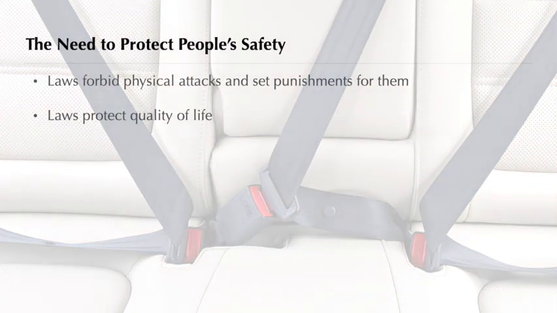Another purpose of laws is to protect people's lives. No society can run smoothly if people live in constant fear. Therefore, physical attacks such as murder and rape are against the law. These actions are punished by prison or even death.